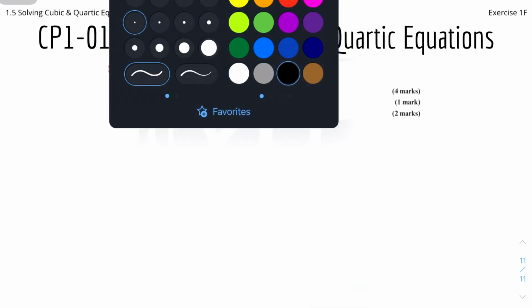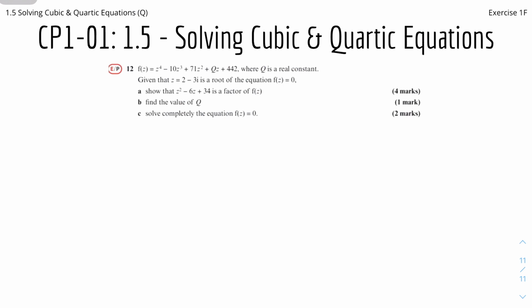And lastly, here's question 12. f of z equals z to the power 4 minus 10z cubed plus 71z squared plus qz plus 442, where q is a real constant. Given that z equals 2 minus 3i is a root of the equation, for part A, show that z squared minus 6z plus 34 is a factor of f of z.